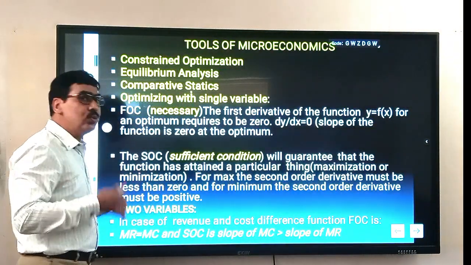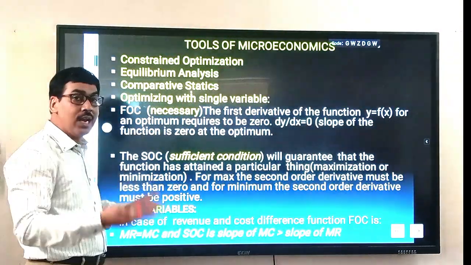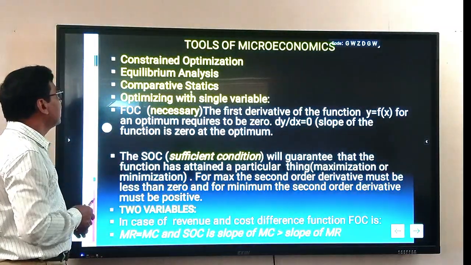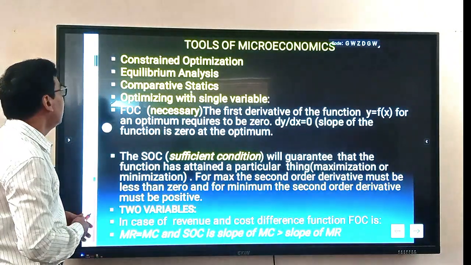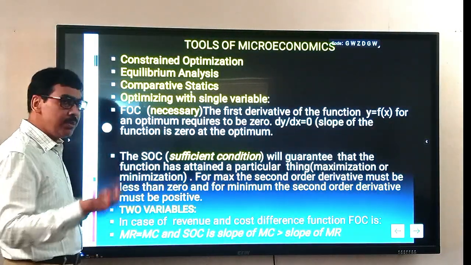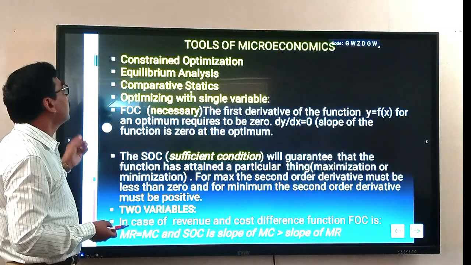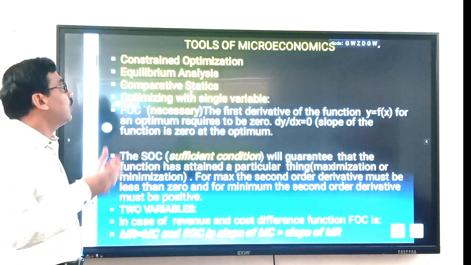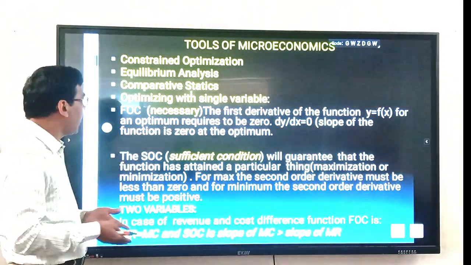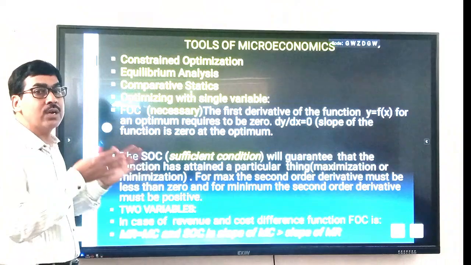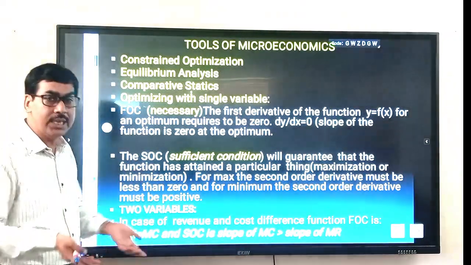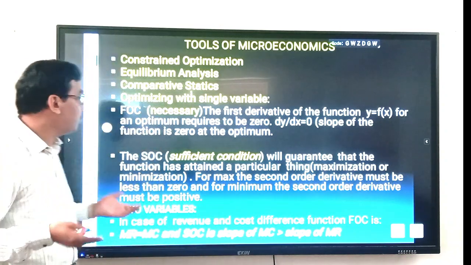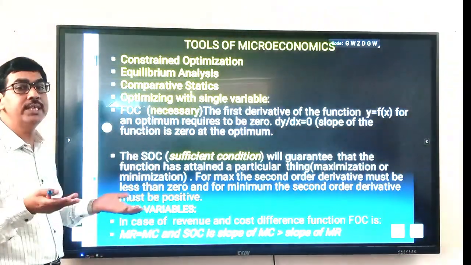Then how do economists analyze these microeconomic theories or models? The first one is constraint optimization, the second one is equilibrium analysis, and the third one is comparative statics. These are the three important tools microeconomic theorists utilize to study or explain the behavior of economic agents. It may be an individual economic agent, or it may be a group of economic agents who will be treated as units.